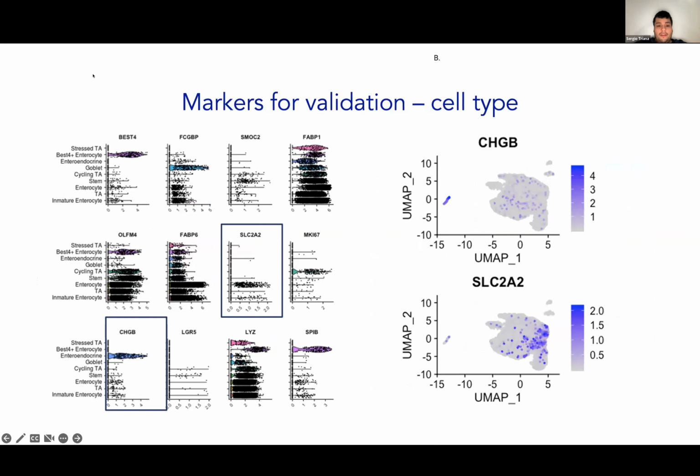So for example, I can see here BES4, which is a marker gene for BES4 enterocyte. I can see FAP1, which is a marker for enterocyte. I can see markers for stem cells. And in general, I can also go back into the map and evaluate if this makes sense. For example, THGB is a marker for enteroendocrine cells, and it's only present in this cluster.